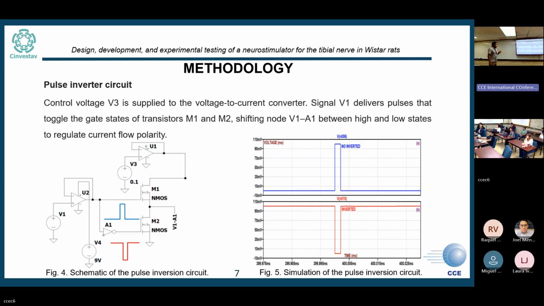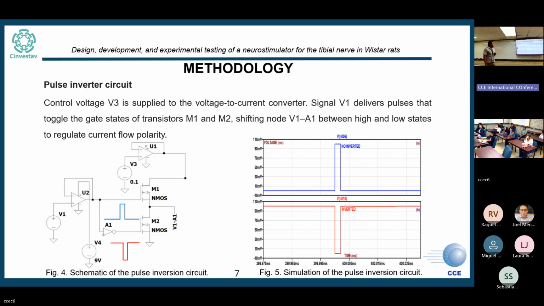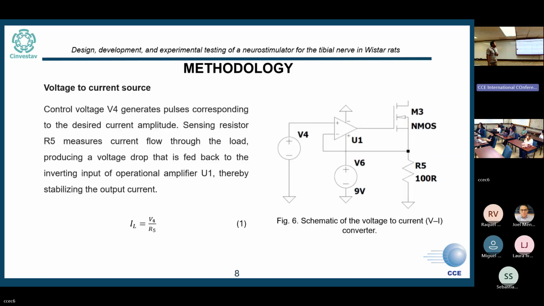And with this pulse, we can activate the M1 gate of the MOSFET. And in this case, in the node B1A1, we have the pulse that is shown in figure 5, letter I. And in the other MOSFET, we have 0 volts for the inversion in the A1 node. So with this circuit, we can switch the voltage to current converter.